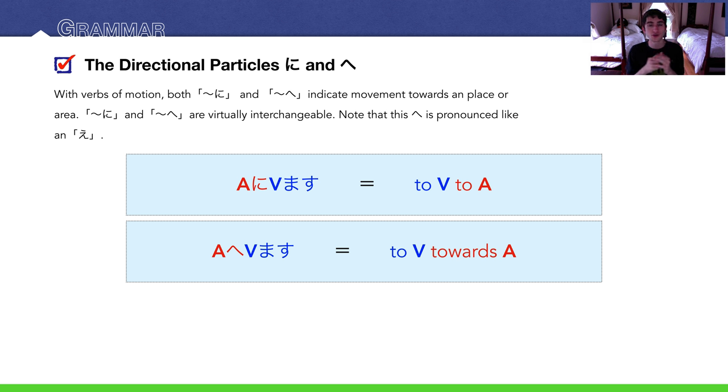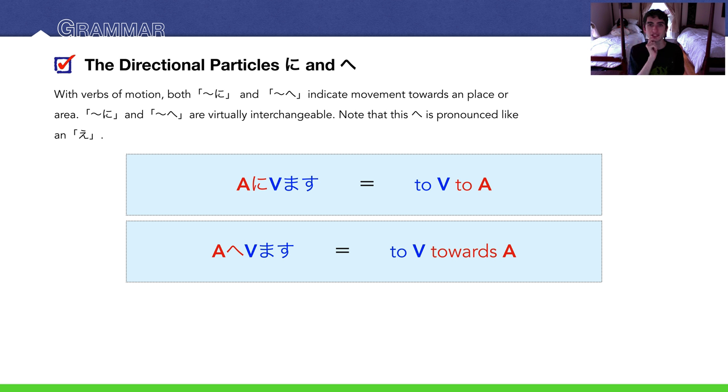We did learn already another ni, okay? So sanji ni, at 3 o'clock. That ni is a different ni than this ni. It's very complicated. You'll find in Japanese, ni as a particle has a lot of uses. Very versatile particle. Probably one of the most versatile particles. It gets around. This ni with motion verbs means goes to, comes to, returns to.